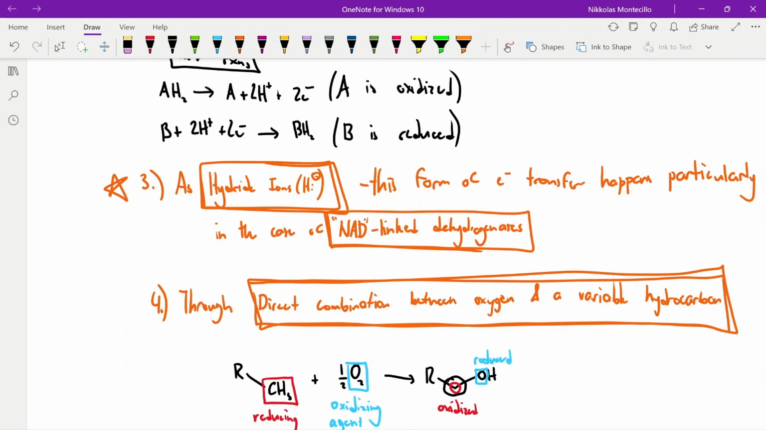Because even though it still contains eight electrons, two of those electrons now belong to the oxygen, which is in this case reduced, right? And because it's participating in a bond with carbon, carbon loses those electrons. Thus, we call this carbon here oxidized. Okay.